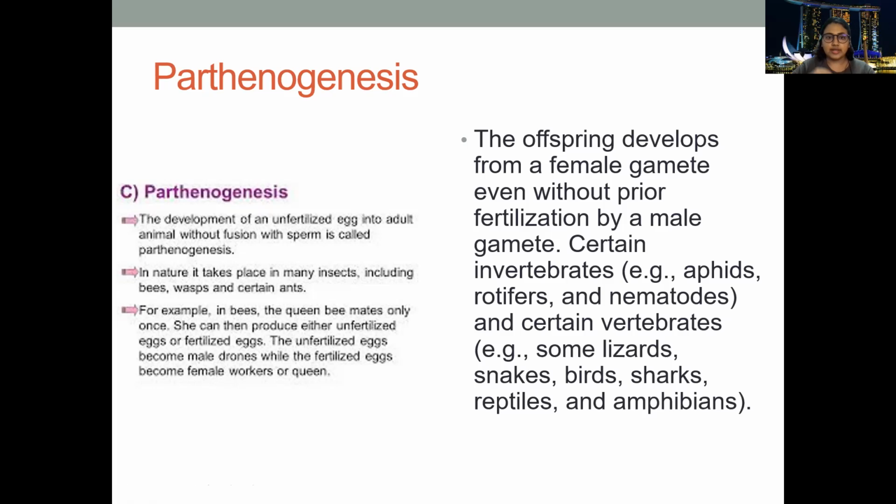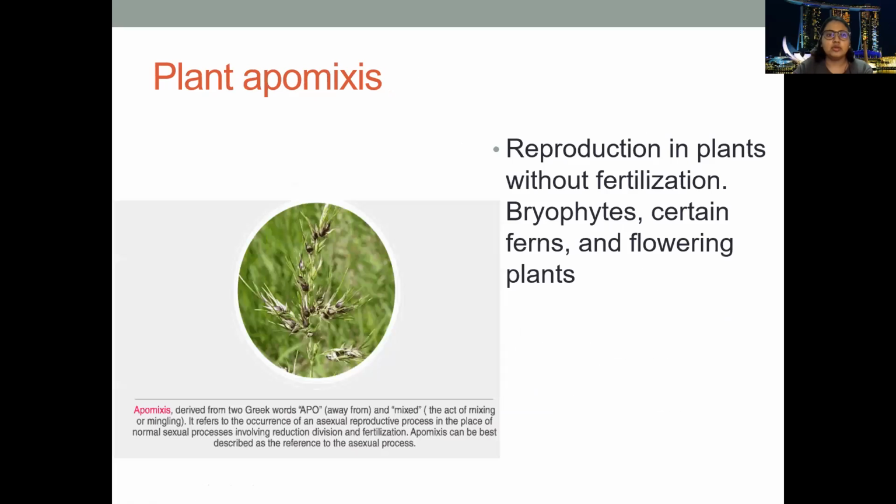Okay. So next we will learn what is plant apomixis. It is the reproduction in plants without fertilization. So this process is called apomixis. Some bryophytes, some ferns, and some flowering plants show apomixis. You understand?